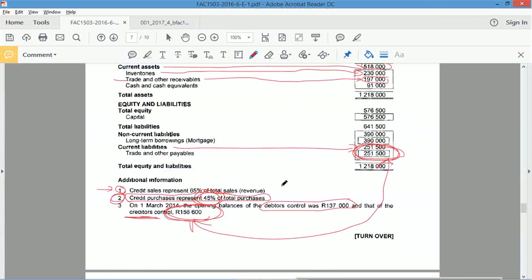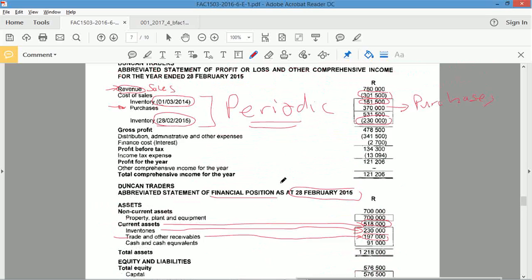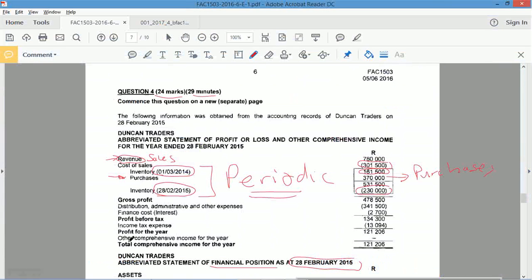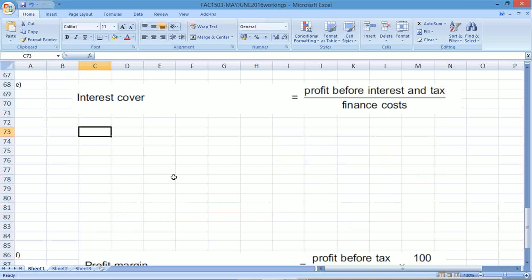Right, interest cover: profit before interest and tax over finance costs. Where do I see the profit? In the statement of profit and loss. So I'm going to be looking at this. What am I looking for? Profit before interest and tax. So this is profit before tax. There's the finance costs. I need to do a slight working to get the total before it. There's profit before tax, but I want before interest and tax, so I need to add back the interest.